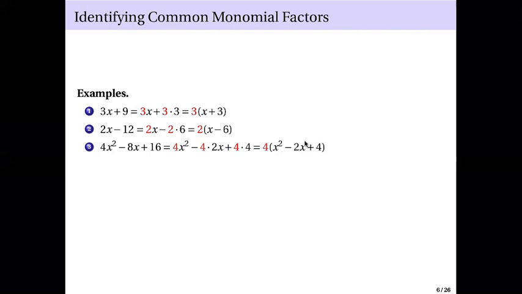Now, I must say, believe me that this x squared minus 2x plus 4 is already a prime polynomial. Just believe me for now that this is a prime polynomial. In the future, we will know that this is indeed a prime polynomial. So, any questions so far?